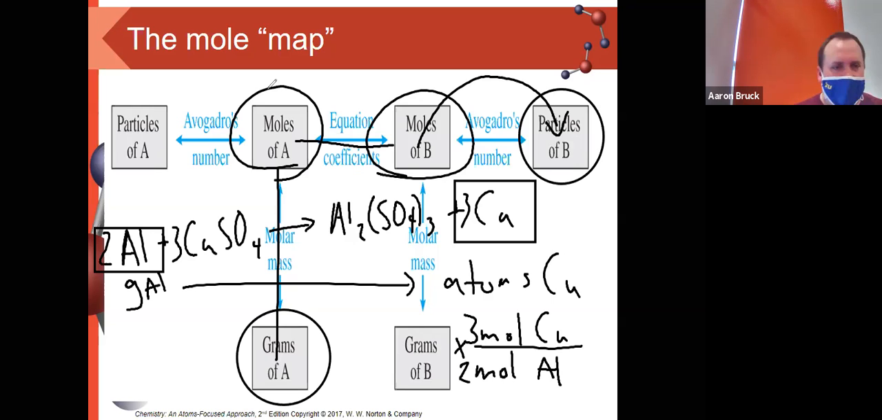So stoichiometry is really just an extension of the calculations that we were doing in chapter 2 regarding moles. All that we are doing is we're adding one additional step, and that additional step requires the use of the balanced chemical equation to help us to go between one substance and another substance. If I don't have the balanced chemical equation, I can't do the calculation.